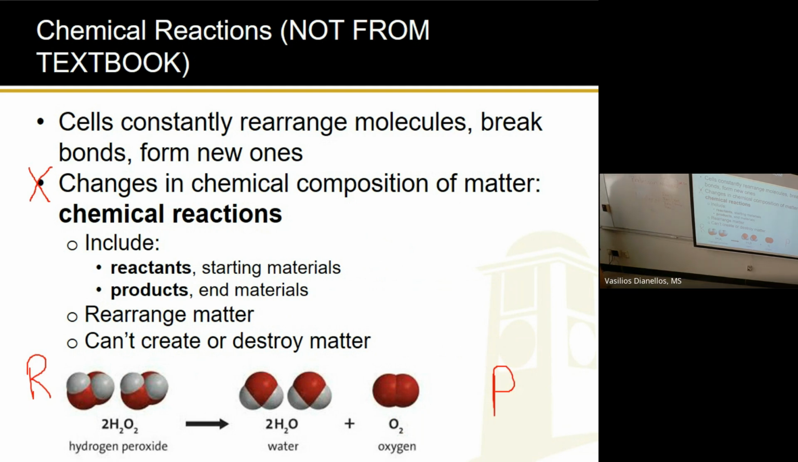By the way, that's just an example. I'm not going to ask you any questions about hydrogen peroxide. But you can see here, we have now completely different reactants and products. The reactants are hydrogen peroxide, which is deadly, by the way.